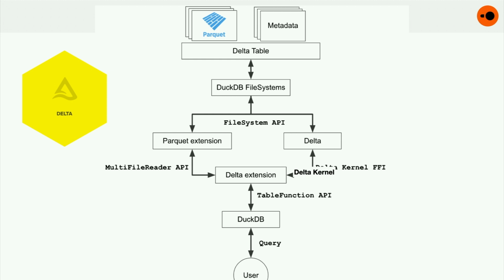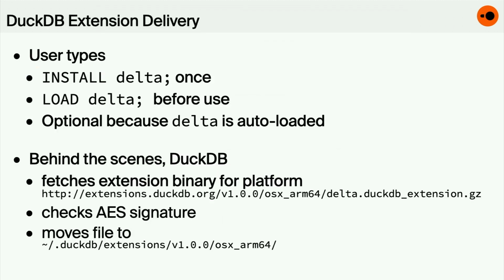And how does this actually work? We saw this in the slide, like people type install Delta, but this is actually kind of cool because this is something that's maybe not very well known. In DuckDB, you can basically type install Delta, and if the Wi-Fi would be working, you could do it right now.